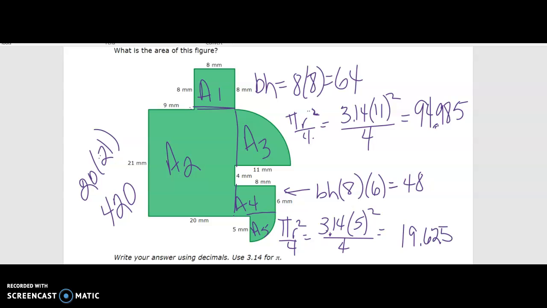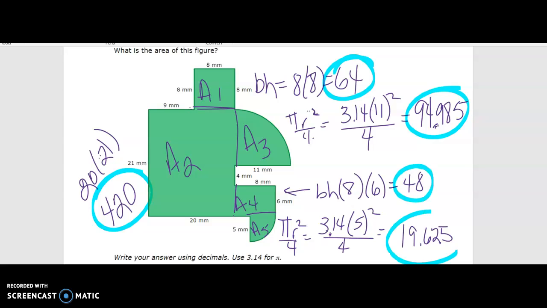Then we're going to add 1, 2, 3, 4, 5 things up. So 420 plus 64 plus 94.985 plus 48 plus 19.625 equals 646.61. There you go.